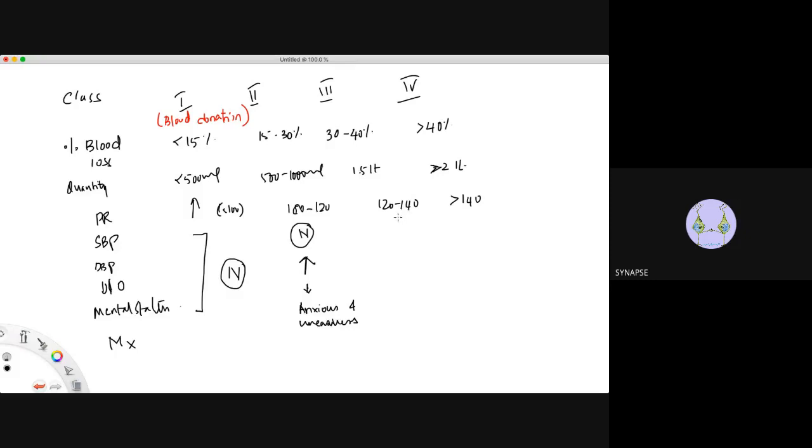Here also, it's going to cause tachycardia again, which we have already seen, but now it is way beyond the compensation.